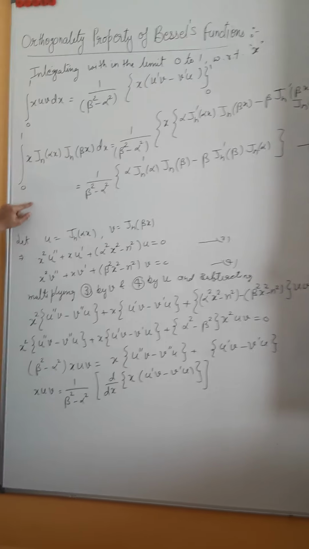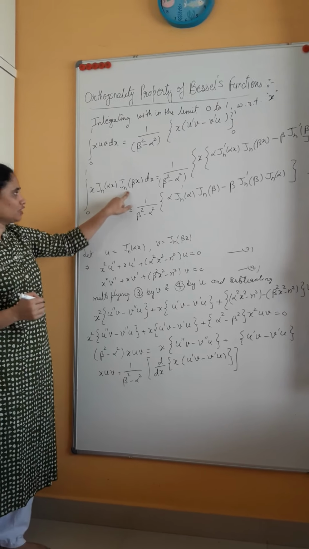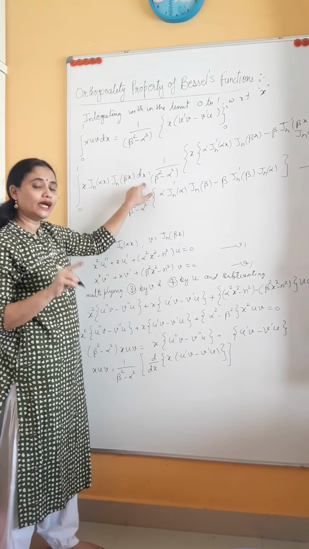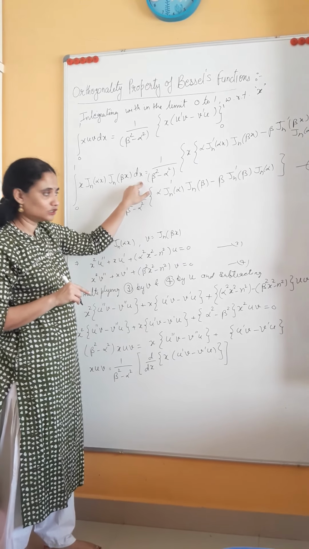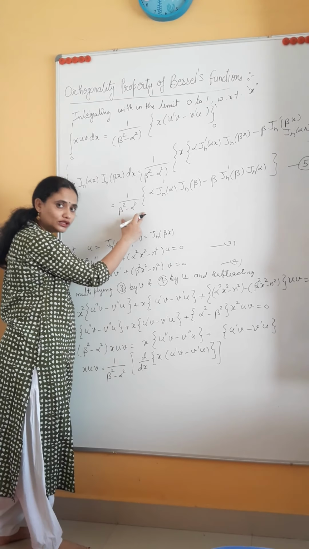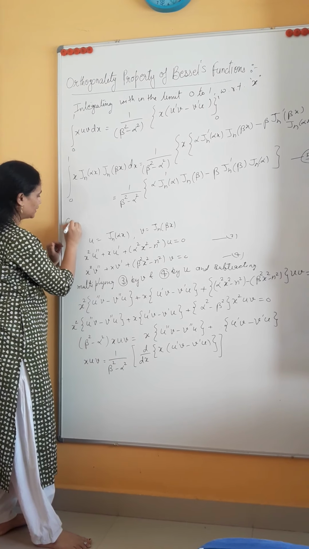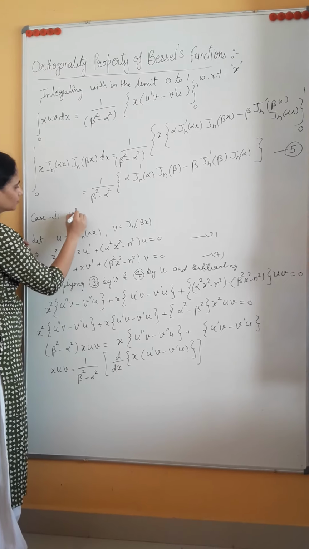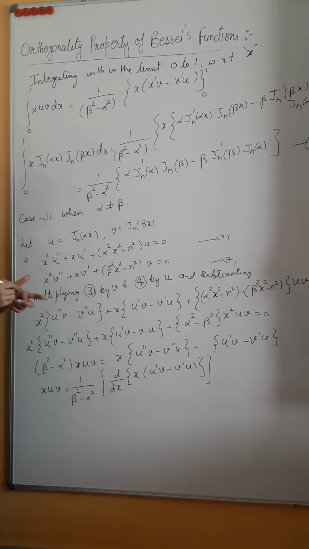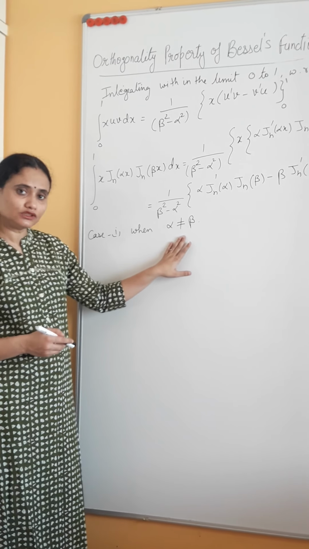Now you see this property. The orthogonal property says integral 0 to 1 of x J n alpha x J n beta x dx must be equal to 0 for alpha not equal to beta, and 1 by 2 J n dash alpha square for alpha equal to beta. So we have reached the left hand side. Now we have to discuss both the cases one by one for the right hand side. So let's take case 1, when alpha is not equal to beta.